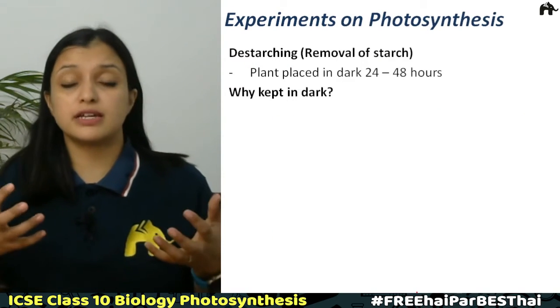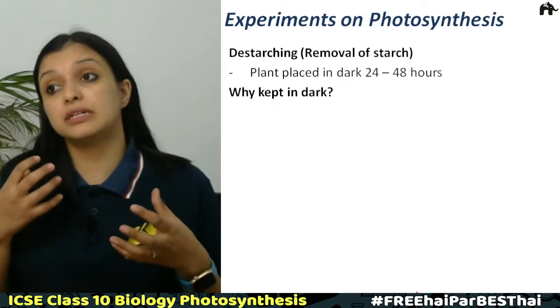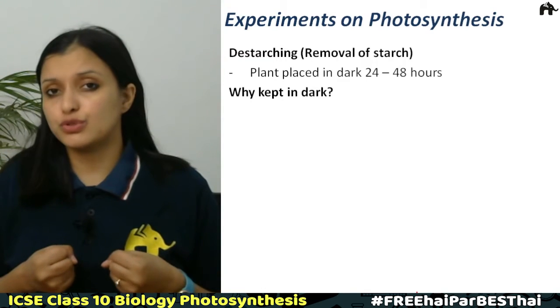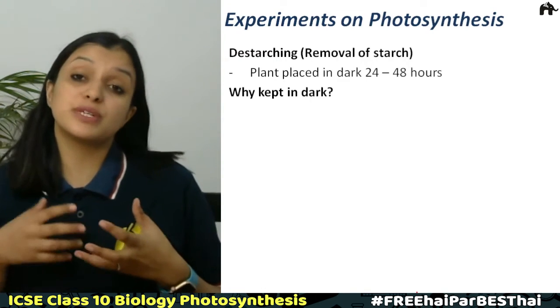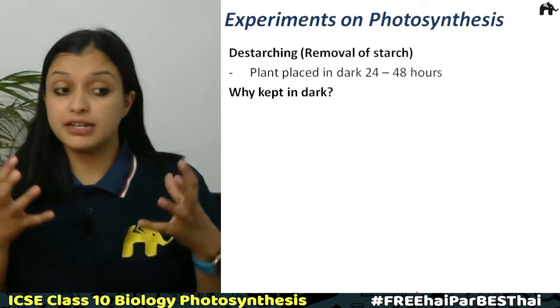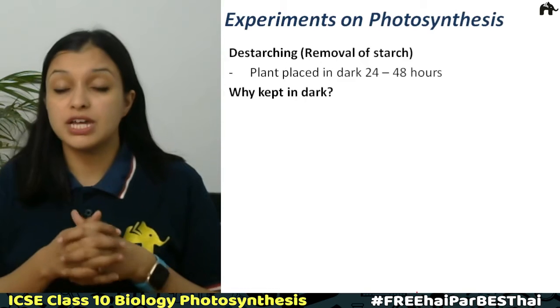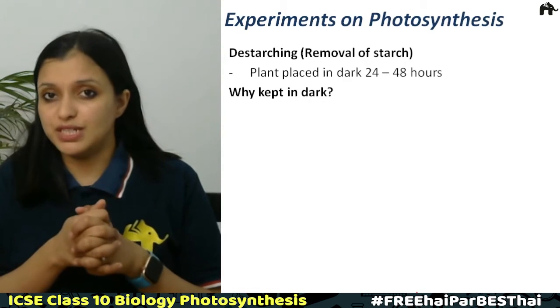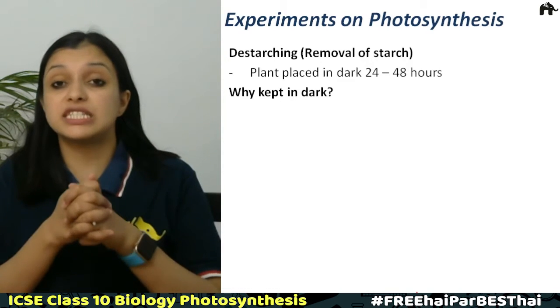So we know that there are certain important things that are being used up by the plants for photosynthesis, and there are certain things which are being released by plants during photosynthesis. So we can actually check all of those. So the very first thing that we need to do over here is to de-starch our leaf.